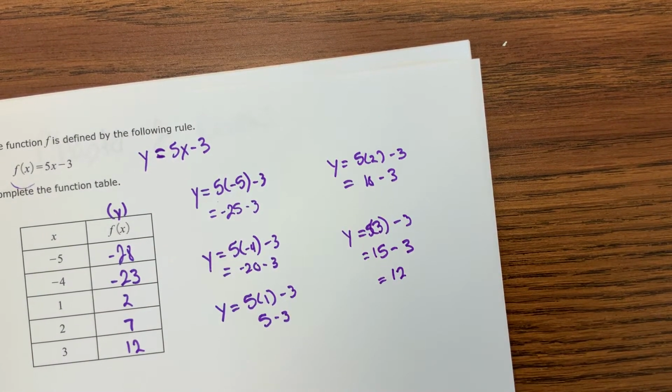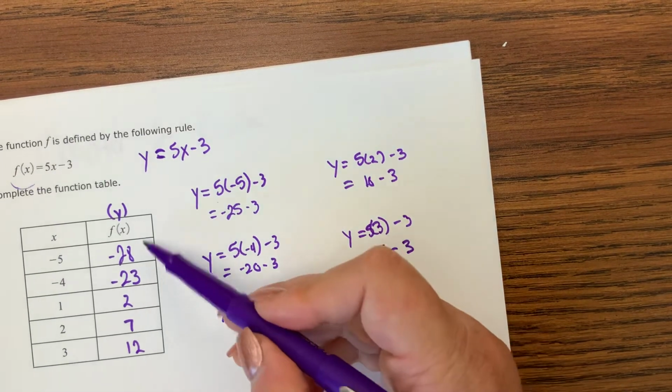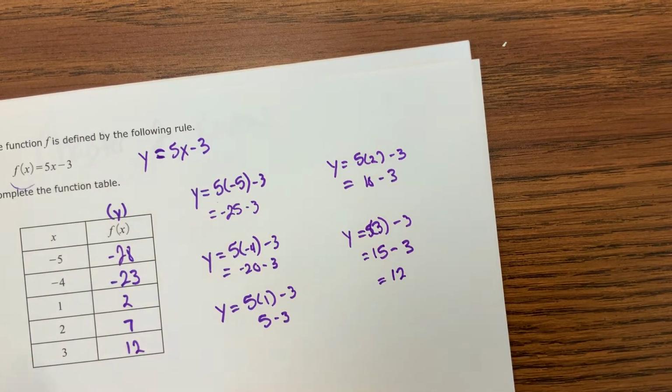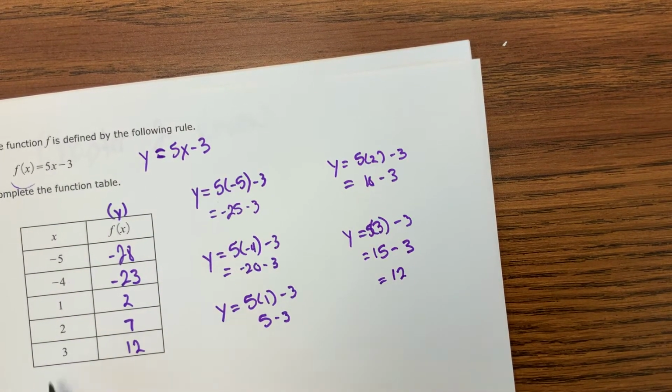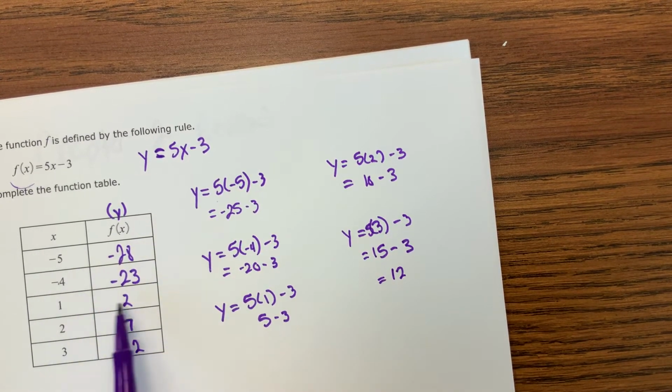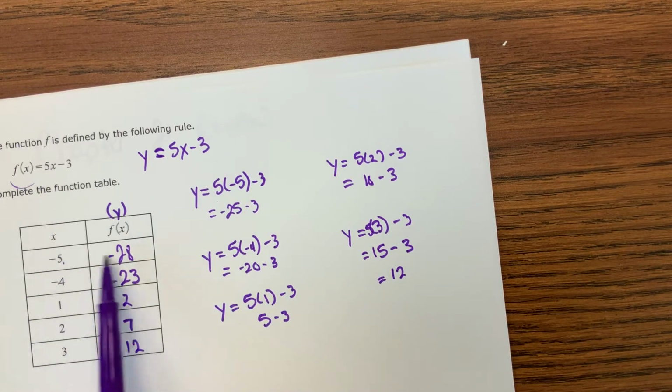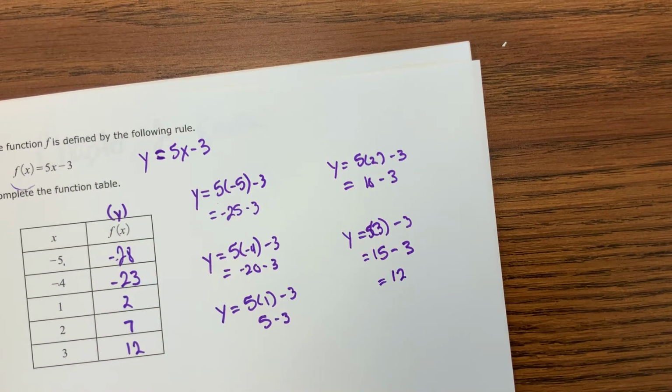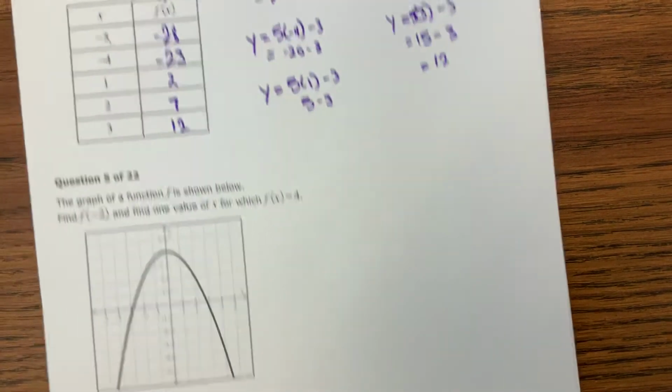So there you go. So that's completing that table for that function, given these inputs. We found our outputs. So we completed our ordered pairs. If you were going to graph this equation, you could use those ordered pairs and graph it. So that brings us to a graph.